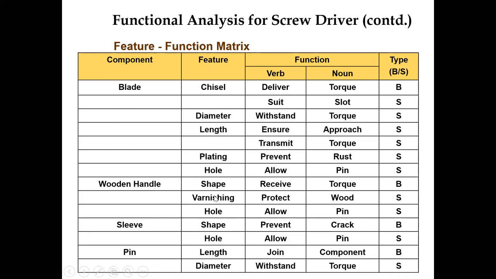So the other features of the handle include the varnishing, which is required to protect wood. Protect is a verb and wood is a noun. And the other part is the sleeve. The basic function of a sleeve is to prevent crack. It's a basic function, and you can achieve it by creating the sleeve with a proper shape. You also have a hole in it because you need to allow the pin, which is a secondary function.